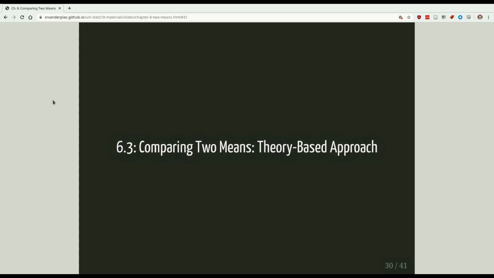We're going to start with an example, but for any theory-based approach, we need basically two things: validity conditions and a formula to calculate the standard error. So keep your eyes out for those two things because that's the big takeaways from this chapter.